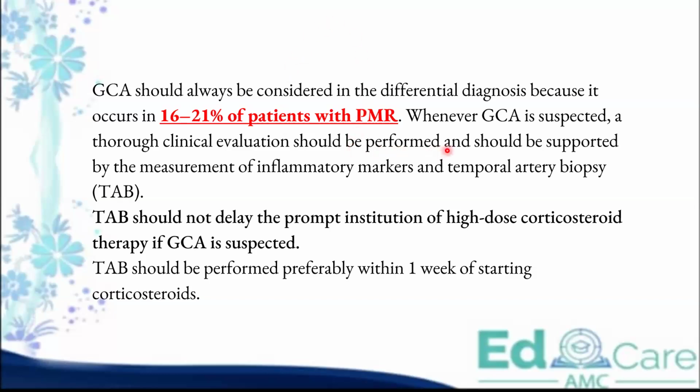So again, whenever GCA is suspected, thorough clinical evaluation should be performed and should be supported by the measurement of inflammatory markers and temporal artery biopsy. So this is ESR, like sometimes you get a 3-figure ESR and then temporal artery biopsy positivity. The temporal artery biopsy should not delay the prompt institution of high-dose corticosteroids if GCA is suspected. So this is what I was saying.